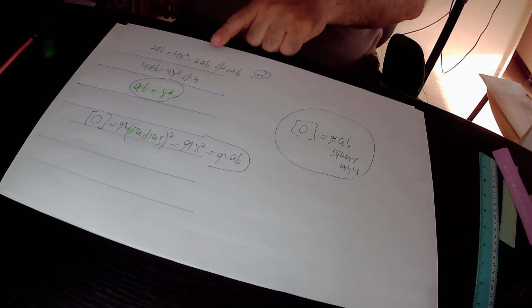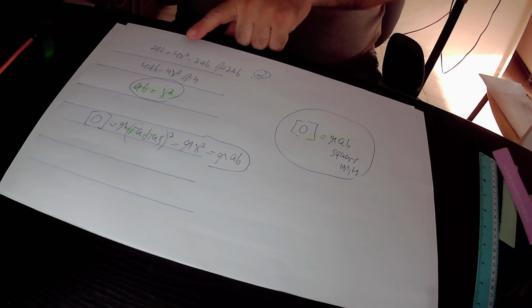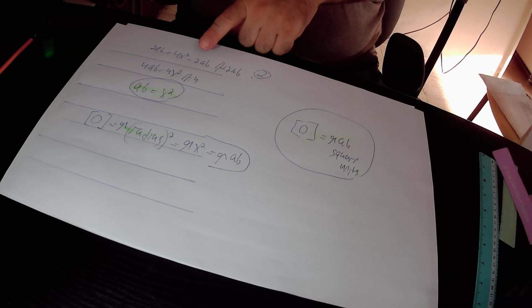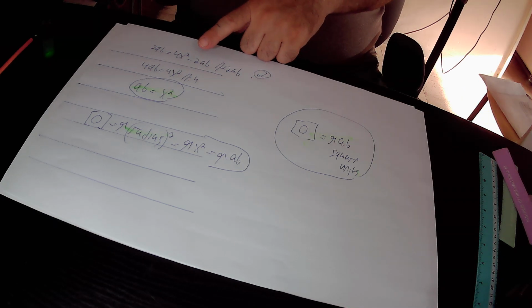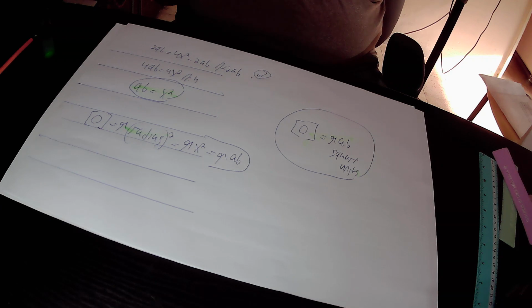Here we added 2AB to this equation and found that 2AB plus 2AB is 4AB, so 4AB equals 4x squared. Here we divided this equation by 4. And finally found that 4AB over 4 is AB, and it is equal to 4x squared over 4, which is x squared. So in total, we found that x squared equals AB.